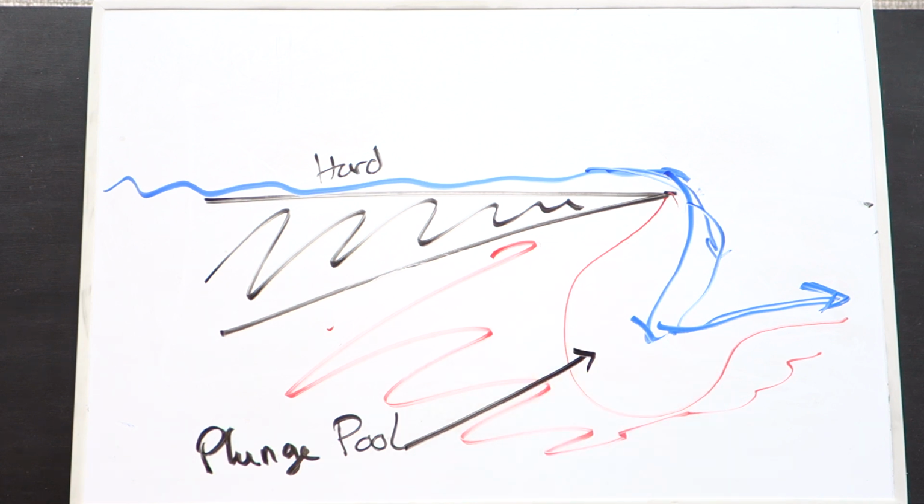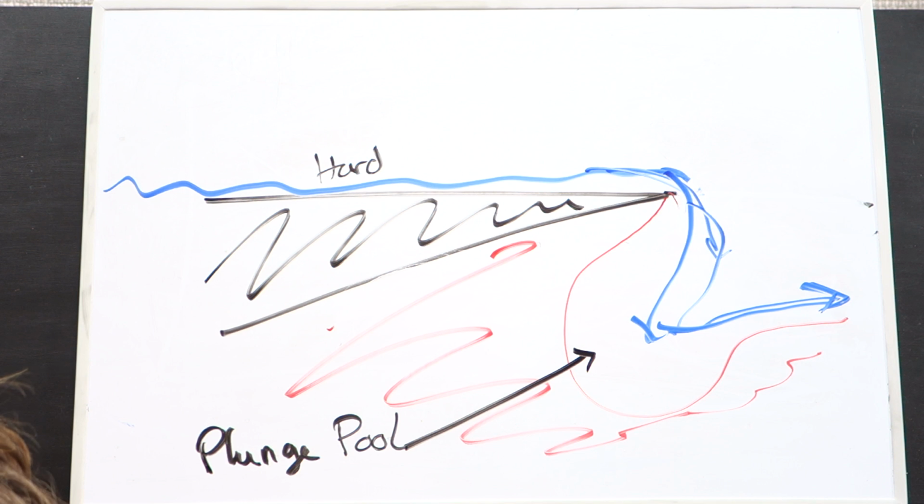What will cause the plunge pool to get bigger? Tell your screen. Well, erosion is going to make that plunge pool bigger. Remember, the plunge pool is being formed from the soft rock. The soft rock is easily eroded, so the plunge pool will get bigger over time.